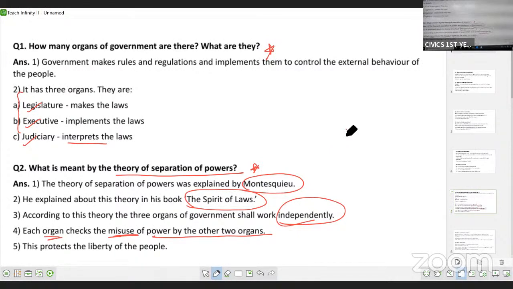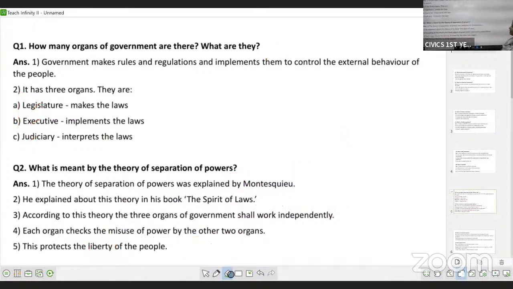According to the theory of separation of power, which was given by Montesquieu in his book, The Spirit of Laws, each organ should work independently. So, what happens if they are working independently? They can check the misuse of power by other organs. So, with this, we can protect the liberty of the people. That is the theory of separation of powers.